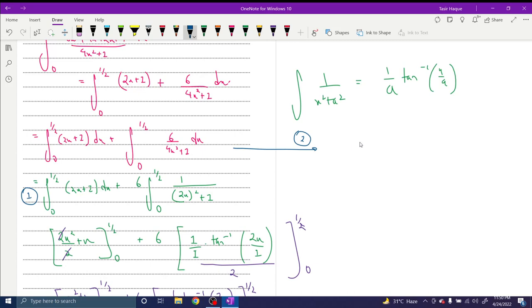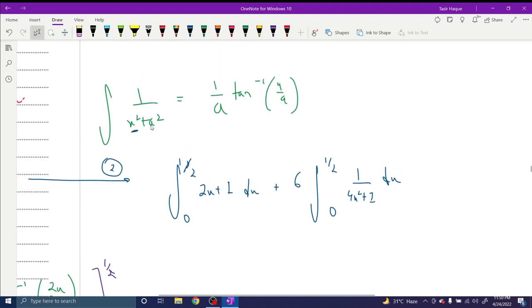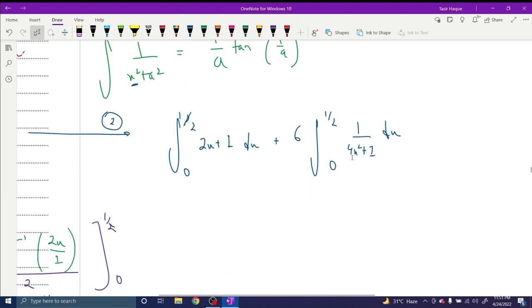So integral half 0 twice x plus 1 dx, and on this side we have 6 integral half 0 1 divided by 4x squared plus 1. So this is the one they use in your course book, okay, this method. What they do is they make the first part x squared. Suppose it's 4x squared right here. So we want to take the 4 out. So let's integrate this to make things easier. This is 2x squared by 2 plus x, half 0.